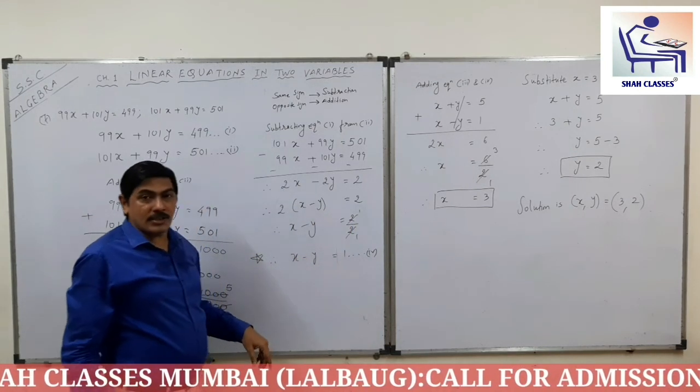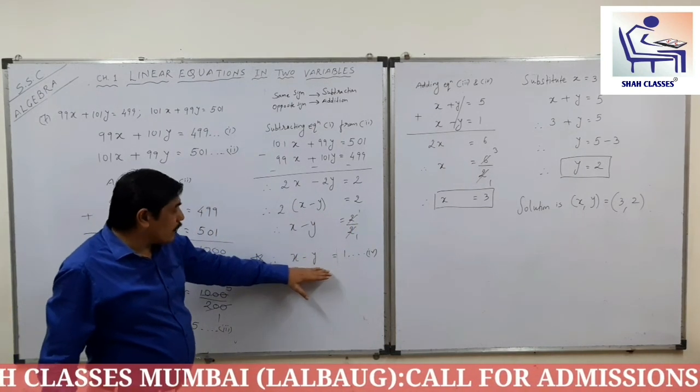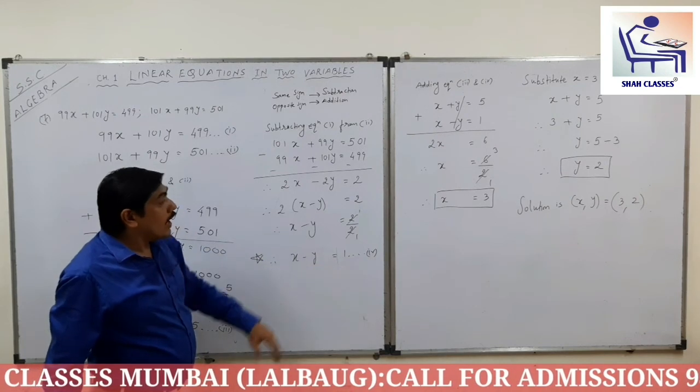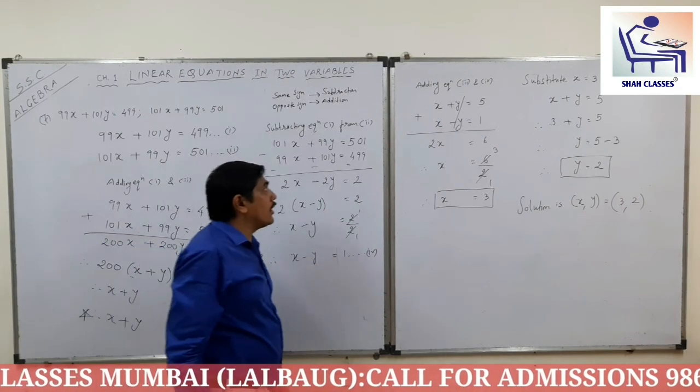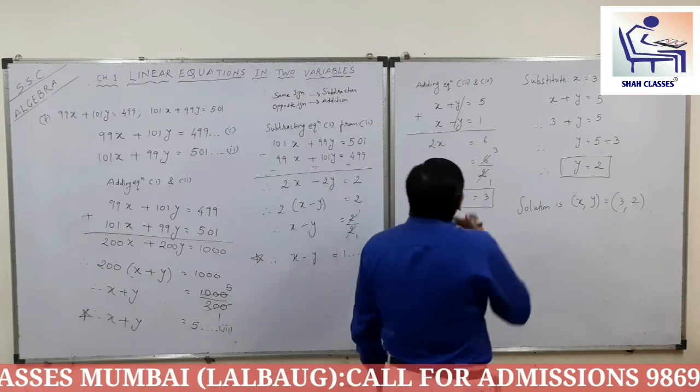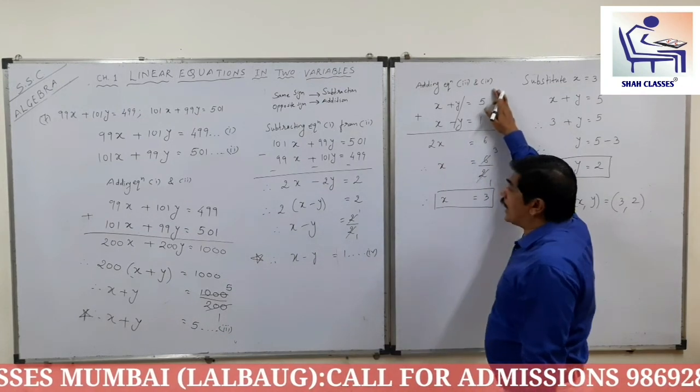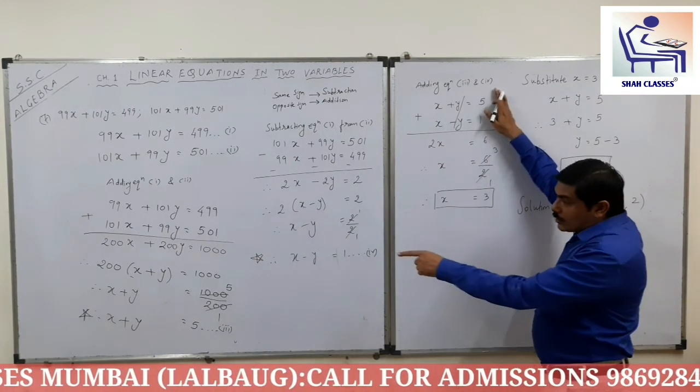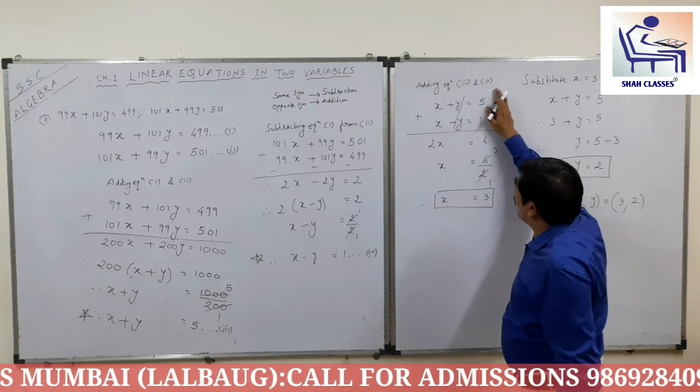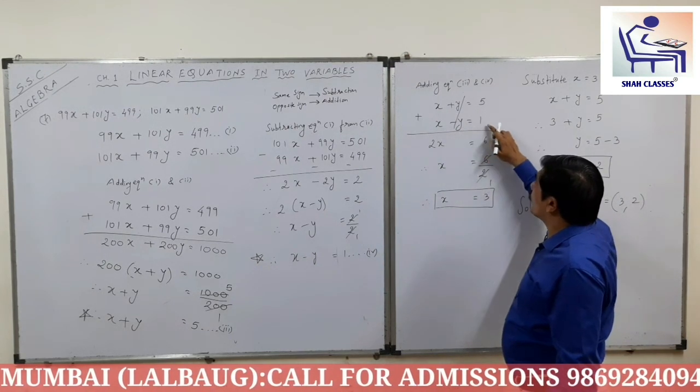Ultimately we are getting the answer as this equation. We are getting equation number 4: x minus y is equal to 1. Now we are adding equation number 3 and 4. So x plus y is equal to 5 and x minus y is equal to 1.